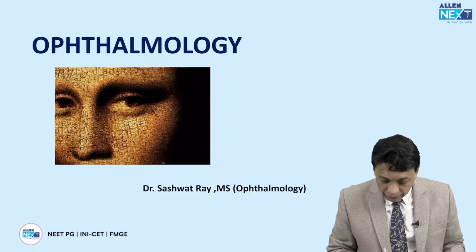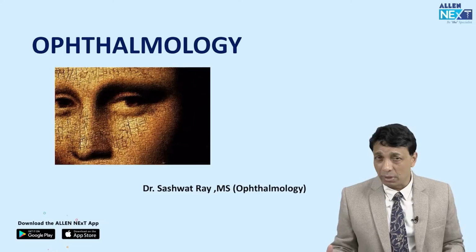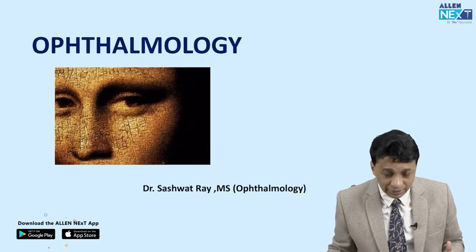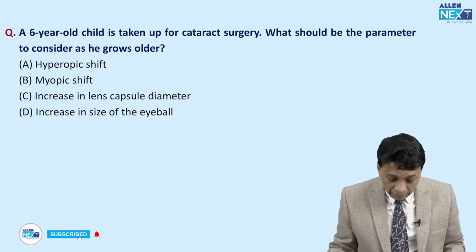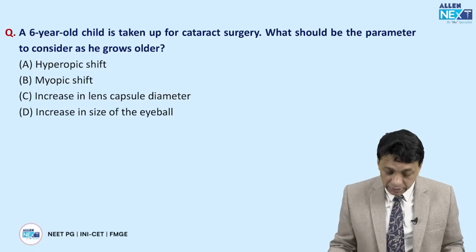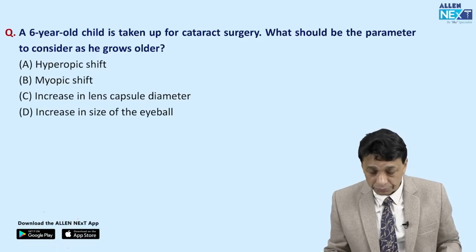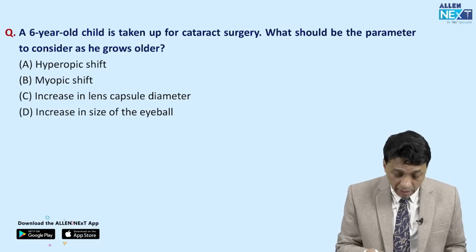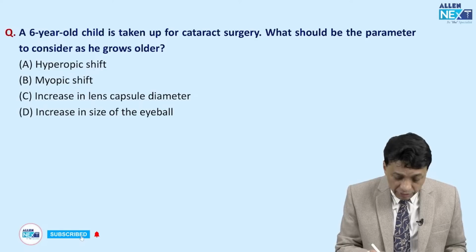So here we start with ophthalmology and with my trademark Eyes of the Mona Lisa, with which I'm completely and totally in love. We start with our Guess the Paper series in ophthalmology. And let's look at this question. A 6-year-old child is taken up for cataract surgery. What should be the parameter to consider as he grows older? Hyperopic shift, myopic shift, increase in lens capsule diameter, or increase in size of the eyeball.